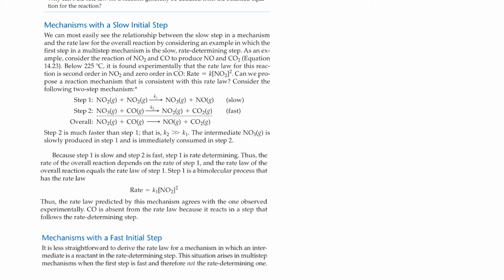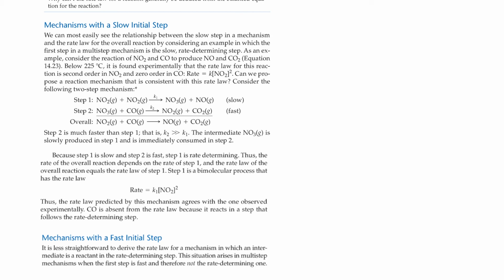Step 1 is slow, step 2 is fast. Step 2 is much faster than step 1. That is, k2 is much bigger than k1. The intermediate nitrogen trioxide is slowly produced in step 1 and is immediately consumed in step 2. Because step 1 is slow and step 2 is fast, step 1 is the rate-determining step.